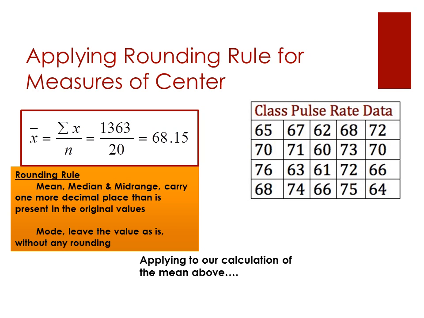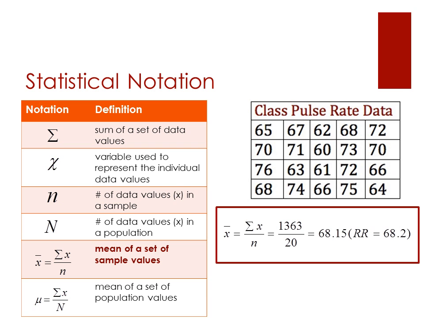Here, our rounding rule is that for the mean, median, and mid-range, you carry one more decimal place than is present in the original values. This allows you to have a certain degree of exactness without overstating it. For the mode, you leave the value as it is without any rounding, since it is an actual data value. So, let's go back and apply this to our calculation of the mean above, and applying our rounding rule, we're going to get a mean of 68.2.